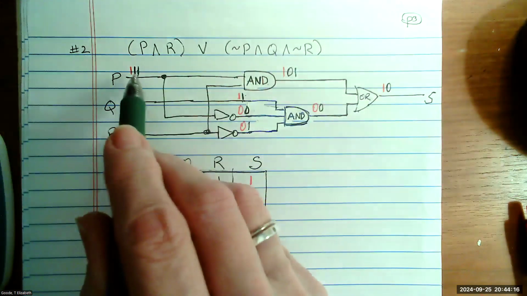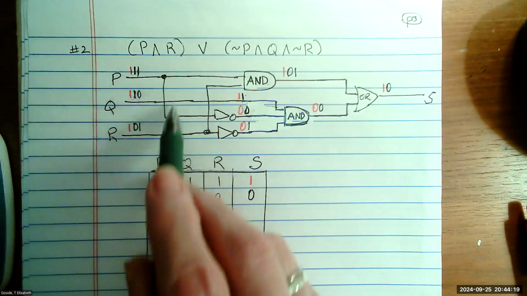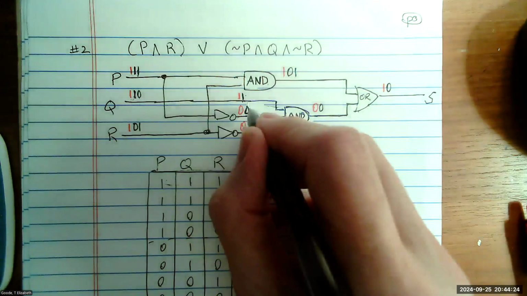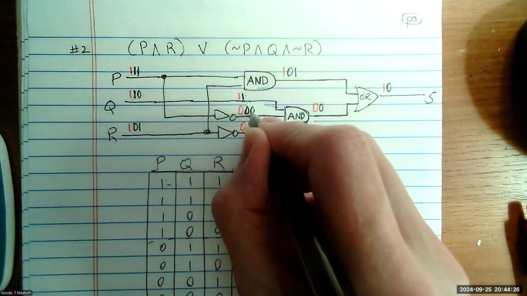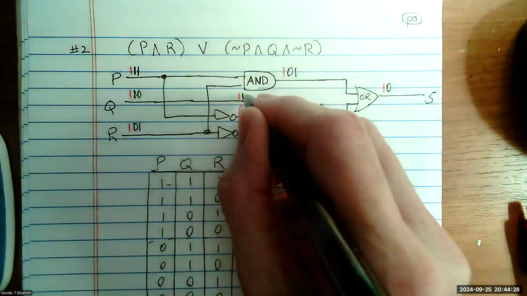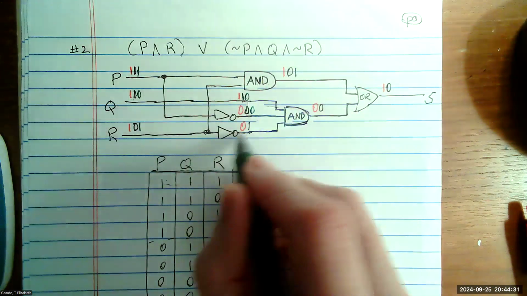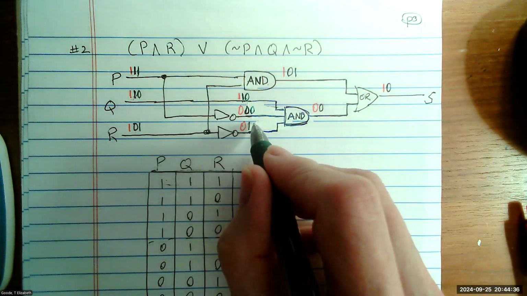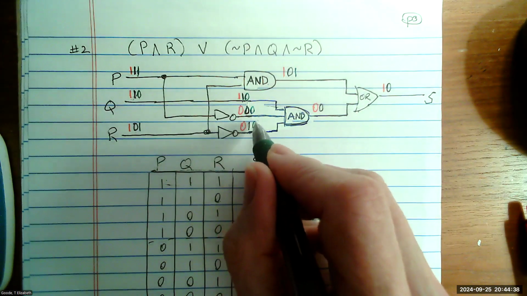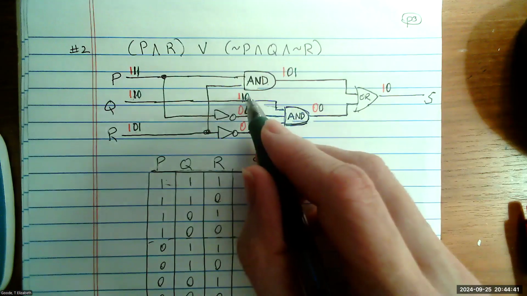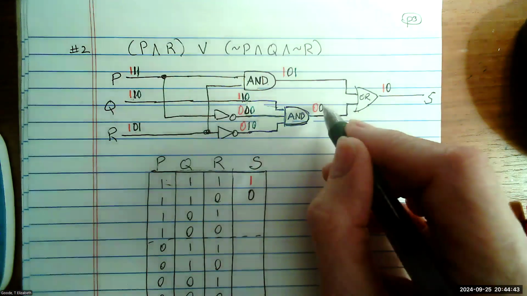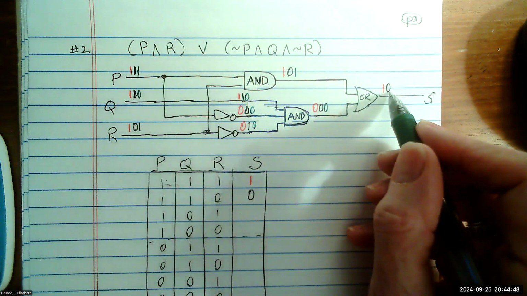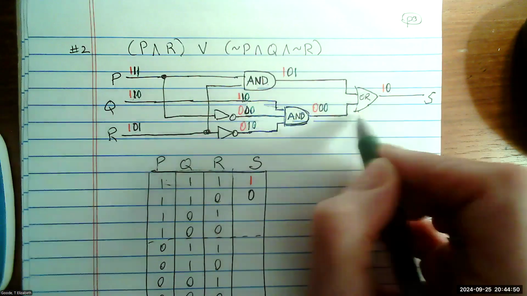Great. Now, P is a 1, so what comes out of this NOT gate? 0. Good. I'm going to pull the Q is 0 over here. What comes out of this NOT gate? It's R getting NOTed. What comes out of there? 0. Good. What comes out of the AND gate? We're ANDing together a bunch of 0s. So what comes out of there? 0.